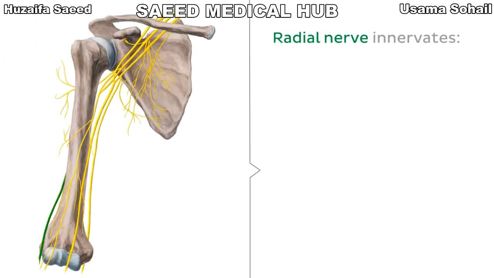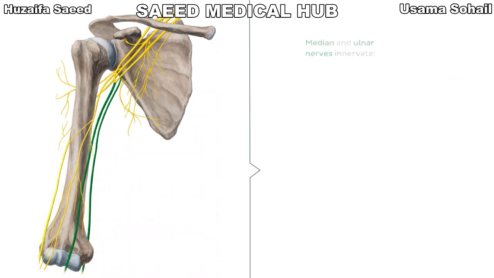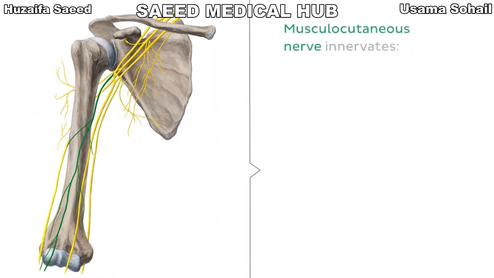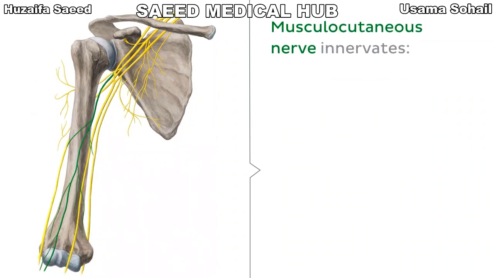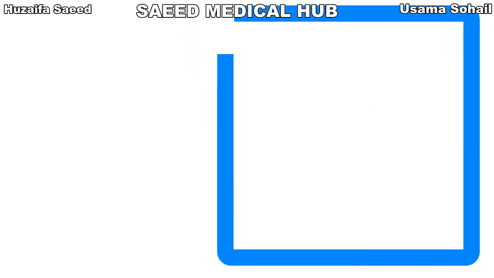The radial nerve innervates the muscles of the posterior compartment, as well as a portion of the brachialis muscle, while the median and ulnar nerves innervate the structures of the forearm and the hand. And finally, the musculocutaneous nerve innervates most of the anterior compartment of the arm. And that completes our investigation of the arm region in cross-section.